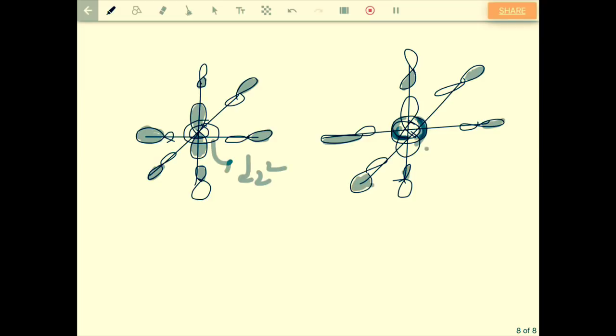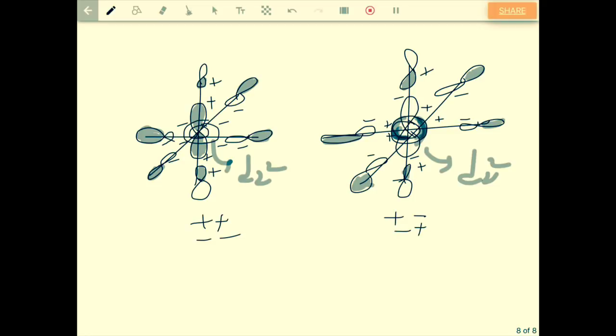So this is again the dz square orbital of metal, and this can be shown like this: positive, positive, negative, negative, and so on. This is negative-negative overlap, while in this case it is negative-positive, positive-negative overlap. So this is negative-positive or positive-negative overlap. This is positive-positive or negative-negative overlap. So this is the bonding molecular orbital, and this is the antibonding molecular orbital.